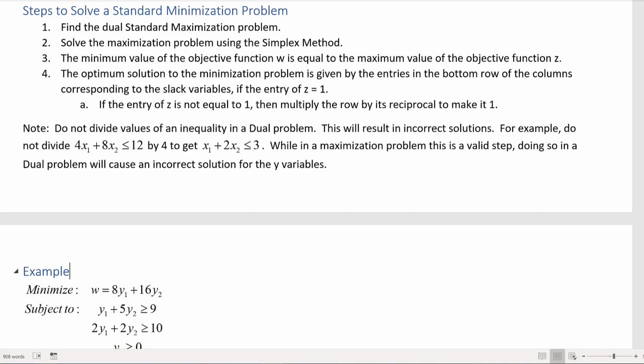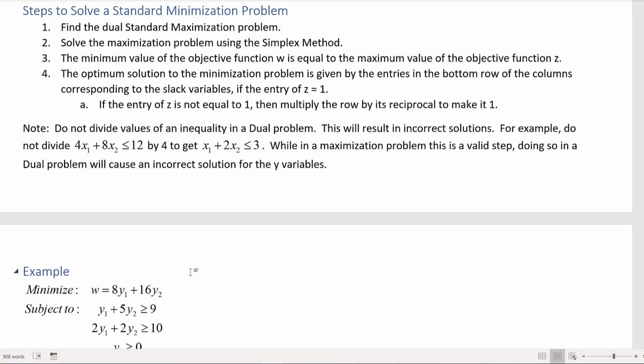One little note, do not divide the values of an inequality in a dual problem. This will result in incorrect solutions. For example, if you have 4x1 plus 8x2 is less than or equal to 12, in the maximization problems we could divide each one of these by 4 to get x1 plus x2 is less than or equal to 3. But in this particular minimization problem with a dual, don't do that, okay? If you do that, you're going to get different values, and the min and the max won't be dual problems of each other. So in maximization problems, that is a valid step. But in dual minimization problems, you're going to get an incorrect solution for the variables, the y variables.